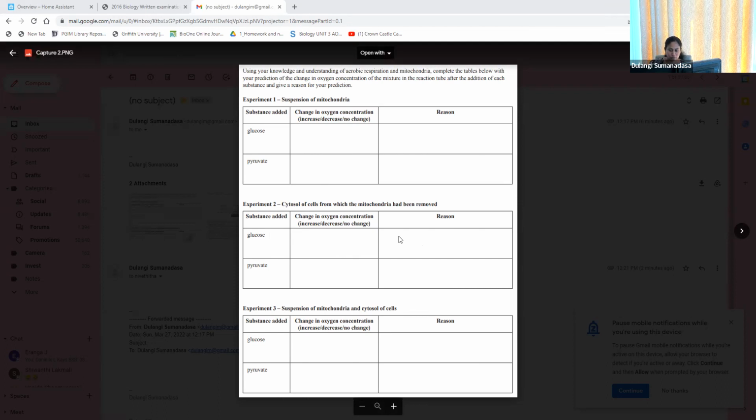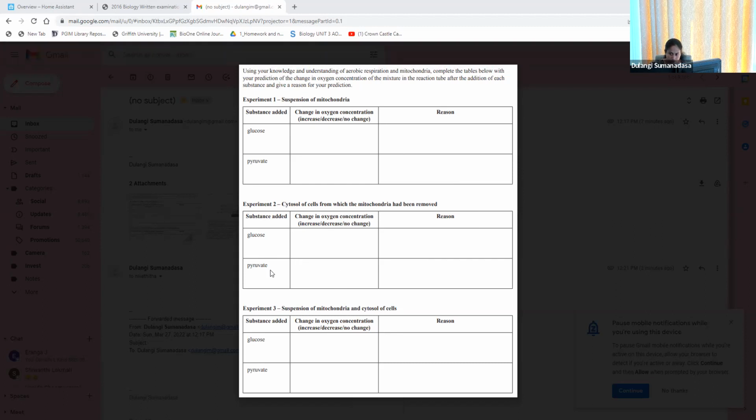The reason is glucose is the substrate for the glycolysis, but glycolysis is an anaerobic process, right? So there's no change to the oxygen concentration. Is that clear? So the first one is no change because you have the substrate glucose, you have the cytosol, but this is an anaerobic process, not going to consume any oxygen. Is that clear? Next one.